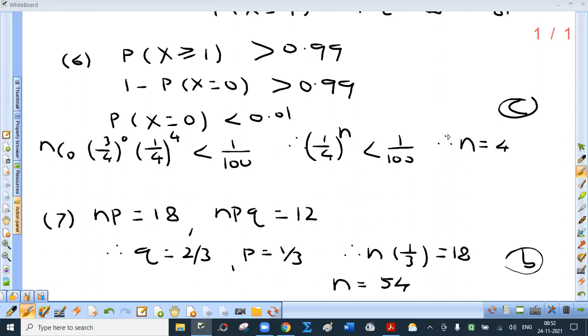Seventh, mean is 18. So NP is 18. Then variance NPQ is 12. So Q is 12 by 18, that is 2 by 3. So what is P? 1 by 3. So N into 1 by 3 is 18, that is N equal to 54. So correct option is B, Bombay.